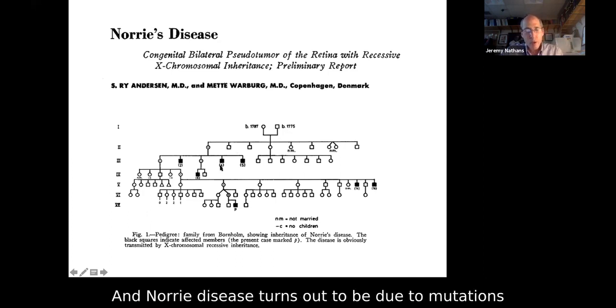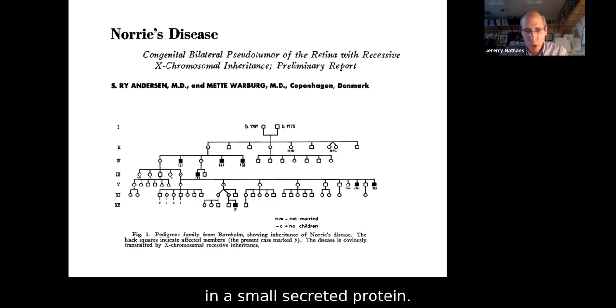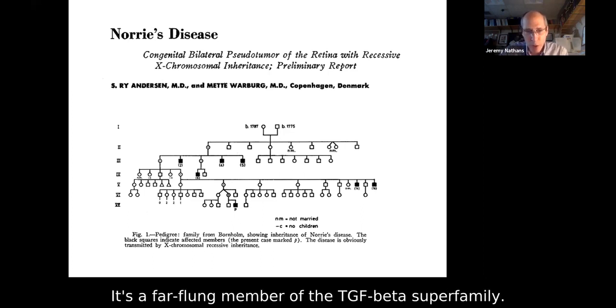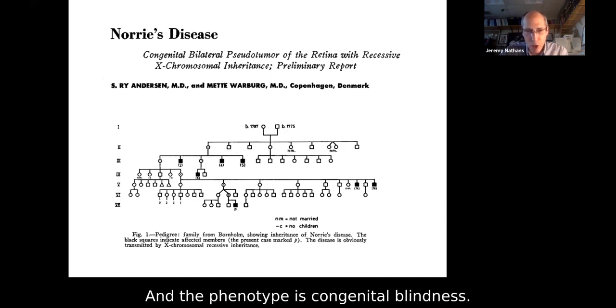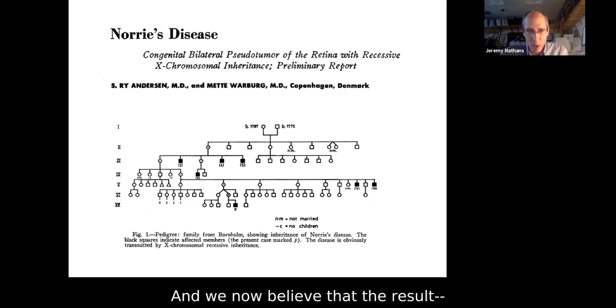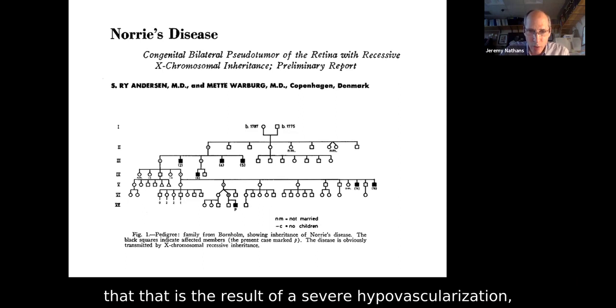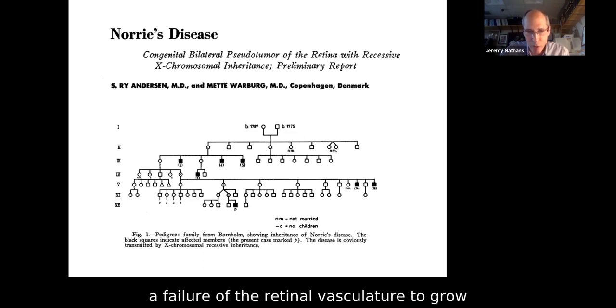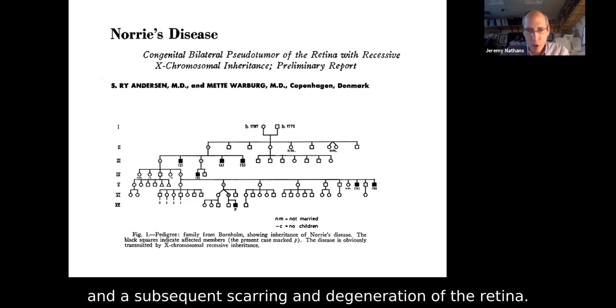And Norrie disease turns out to be due to mutations in a small secreted protein. It's a far-flung member of the TGF-beta superfamily. And the phenotype is congenital blindness. In fact, the retinas are very much altered, and we now believe that this is the result of a severe hypovascularization, a failure of the retinal vasculature to grow, and a subsequent scarring and degeneration of the retina.